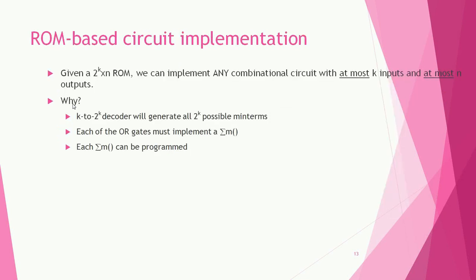For ROM based circuit implementation, given a 2 raised to k by n ROM, we can implement any combinational circuit with at most k inputs and at most n outputs. Why? The k to 2 raised to k decoder will generate all the 2 raised to k possible minterms. Each of the OR gates implements a summation of minterms, and each summation can be programmed. So this is what we have discussed about the ROM.